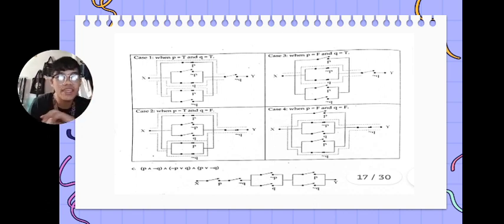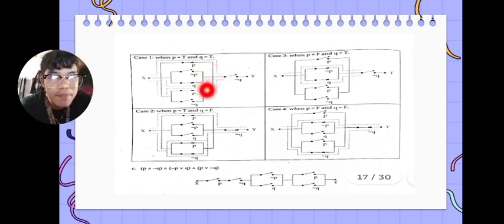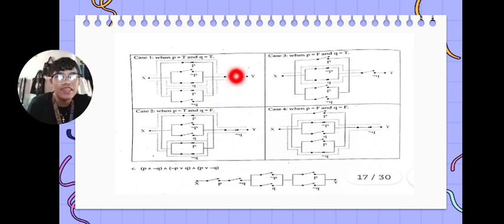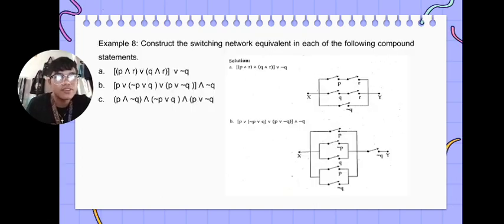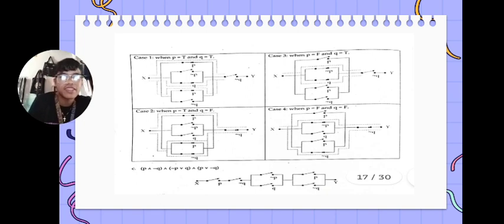Case 1, when P equals T and Q equals T, then this is the negation of P, and then P and negation Q, then the negation of Q, and then Y. This is for case number 1, and this is the negation for case number 1, and then case number 2 when P equals T and then Q equals F.